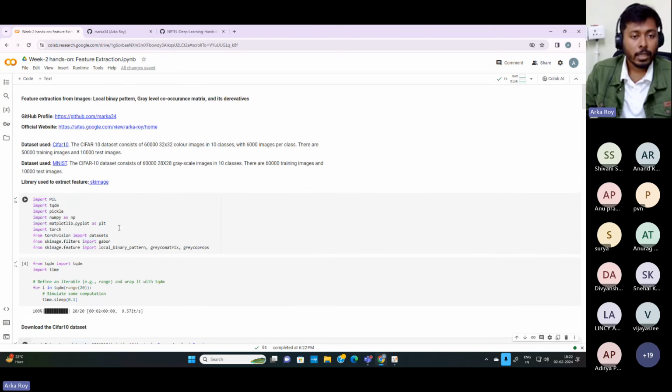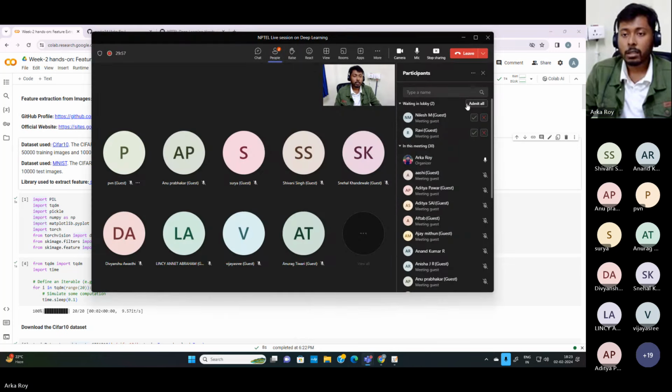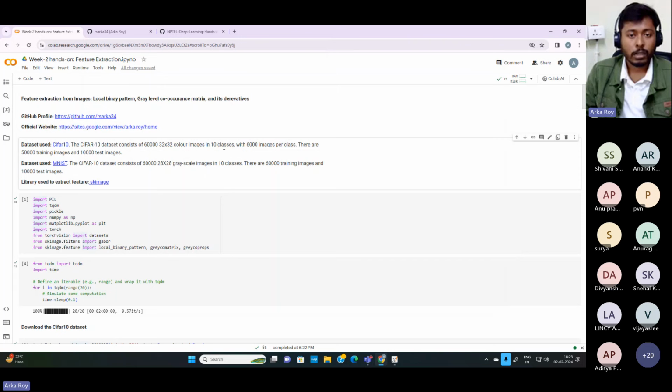Now I have given the information over here that the CIFAR10 dataset basically comprises 60,000 32 by 32 color images with 10 classes. So there are 6,000 images per class and a total of 10 classes. That means a total of 60,000 images. Out of the 60,000 images, they have kept 50,000 for training and 10,000 for testing.